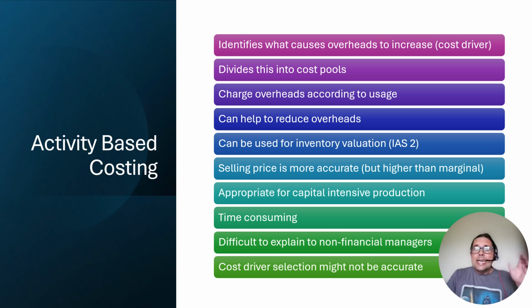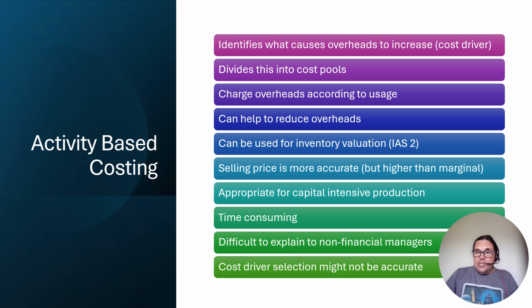Activity-based costing can be used for inventory valuation. So under IAS 2, International Accounting Standard 2, we can use activity-based costing because it's full cost recovery, the same way as we can use absorption, but not marginal. The selling price we can argue is more accurate because it includes a share of all of those overheads, which marginal does not. It does mean it's going to be higher, but it does mean each product should be profitable.